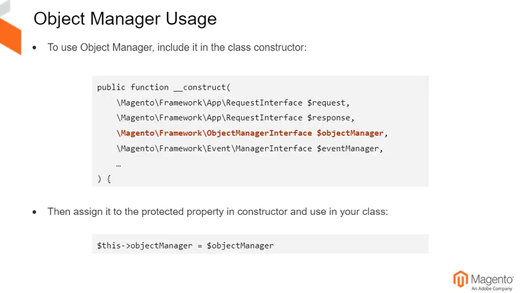The slide shows an example of direct usage of the Object Manager class. An Object Manager instance allows you to create any other class. For example, Object Manager get Magento Catalog API Product Repository Interface will return the same implementation of Product Repository Interface as you would receive by including it in the constructor.